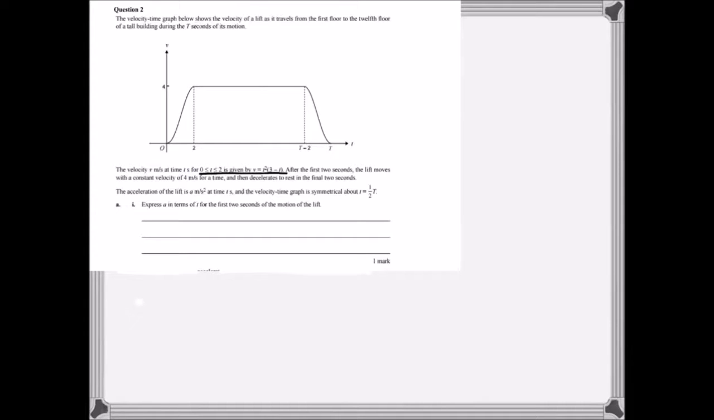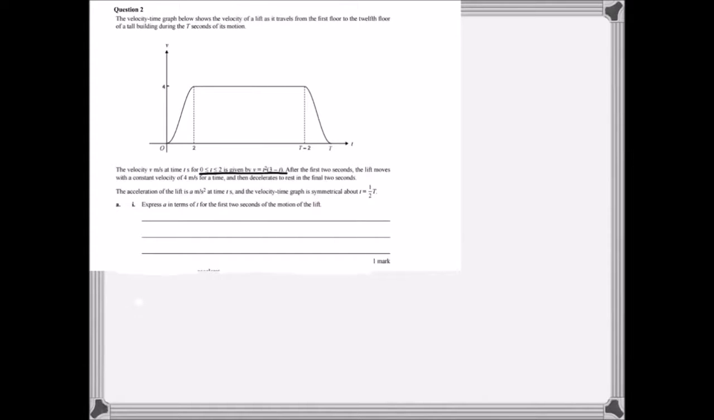The velocity at time t seconds, from 0 to 2, is given by this function, v equals t squared times (3 minus t). Now, I've underlined that because really that is the most important thing to consider. The rest of it: after the first 2 seconds, the lift moves with a constant velocity of 4 meters per second for a time and then decelerates to rest in the final 2 seconds.